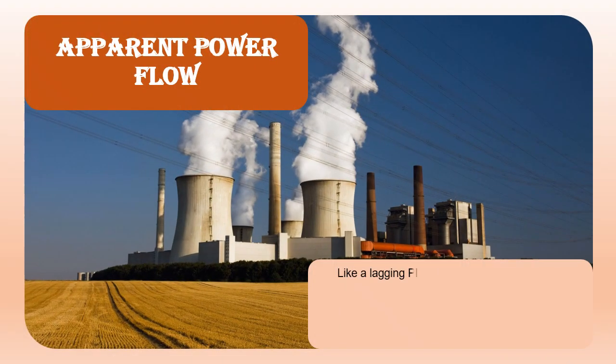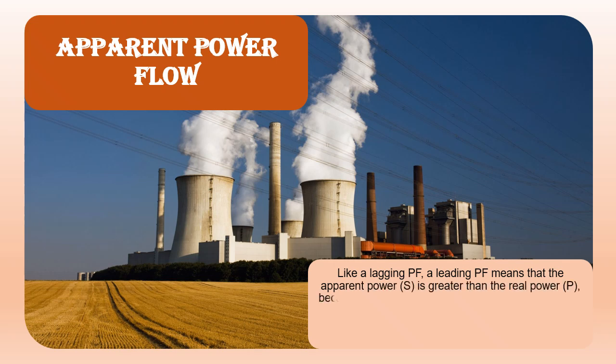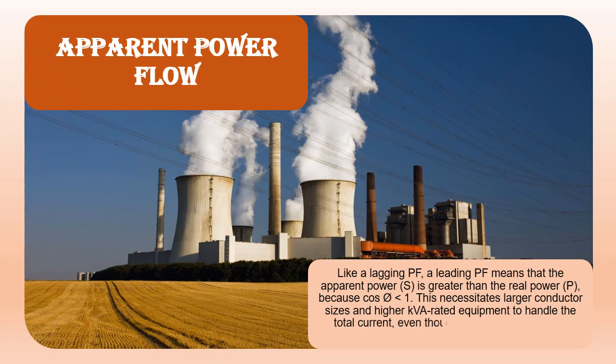Apparent power flow. Like a lagging PF, a leading PF means that the apparent power, S, is greater than the real power, P, because cos φ < 1. This necessitates larger conductor sizes and higher kVA-rated equipment to handle the total current, even though the useful power, kW, remains the same.